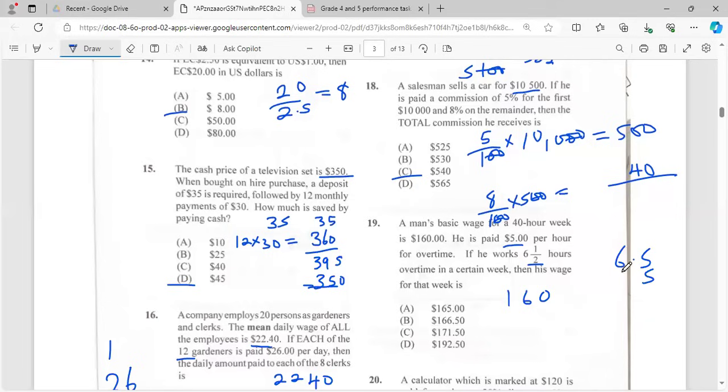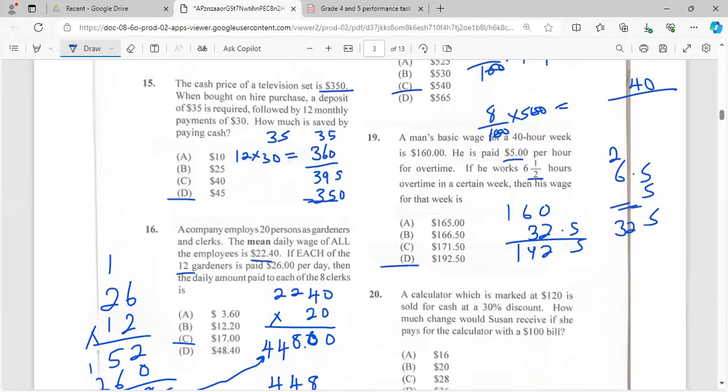First of all, 5 times 5, 25. 5 times 6, 30, and that's 32. So that's $32.50. And we'll just add this to this, which gives us 192, which is D.